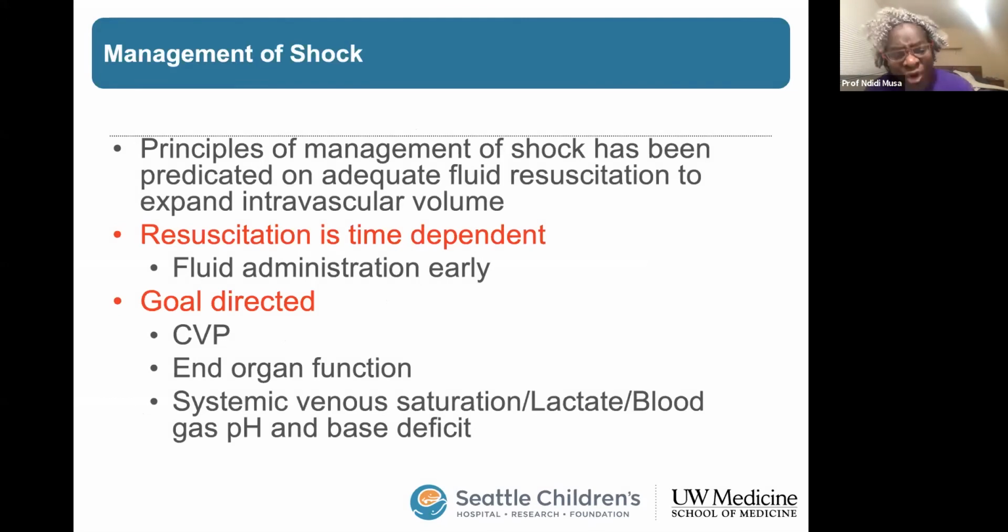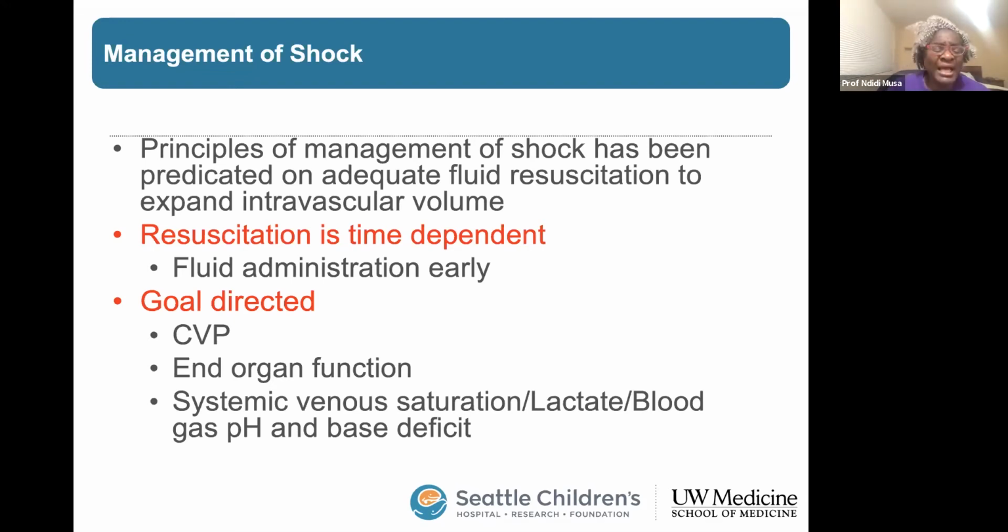What about the management of shock? It is important to note that management is predicated upon adequate fluid resuscitation to expand intravascular volume. Resuscitation is time dependent. So if you recognize it early, you treat it early, you can prevent the end organ dysfunction that arises as a result of inadequate resuscitation. It is also goal directed. So whenever you resuscitate the patient, you're resuscitating them to a goal.